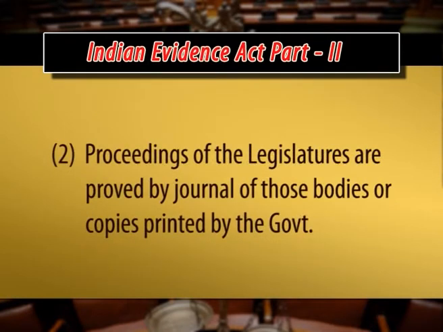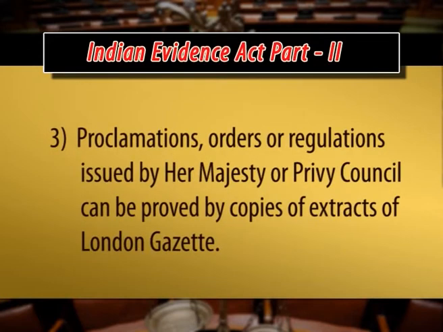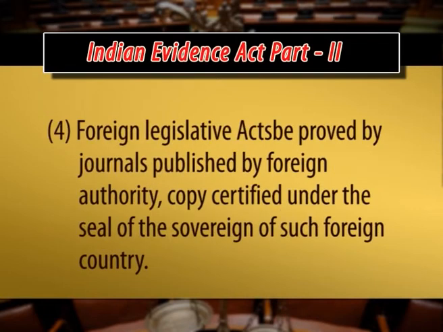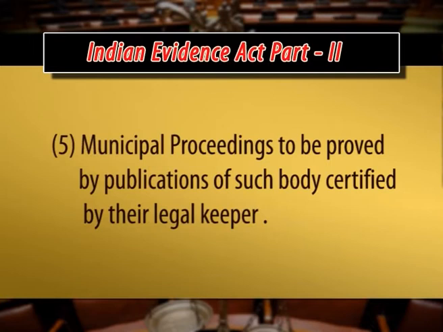2, proceedings of the legislatures are proved by journals of those bodies or copies printed by the government. 3, proclamations, orders or regulations issued by Her Majesty or Privy Council can be proved by copies or extracts of the London Gazette. 4, foreign legislative acts can be proved by journals published by foreign authority, or copy certified under the seal of the sovereign of such foreign country. 5, municipal proceedings to be proved by publications of such body certified by their legal keeper.